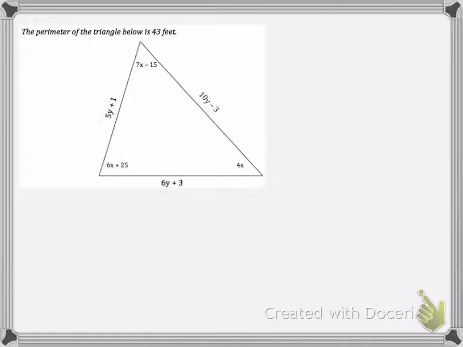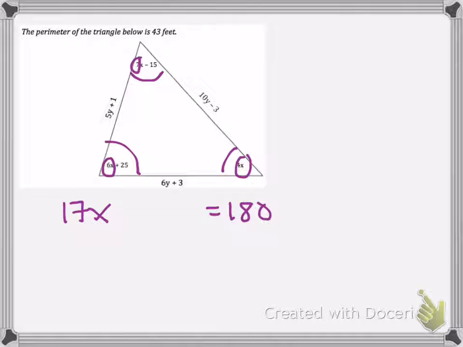Now the other concept that we talked about in this problem would be angle measure. The angles of this triangle are measured at 7x minus 15, 6x plus 25, and 4x. As with all triangles, these three angles are going to add up to be 180. Let's go ahead and add them up. I have a 6x, a 4x, and a 7x, and that's going to make 17x. Then I have a 25 minus 15, which is 10.